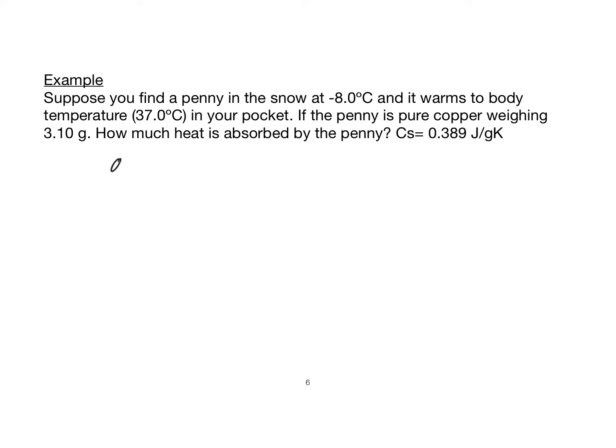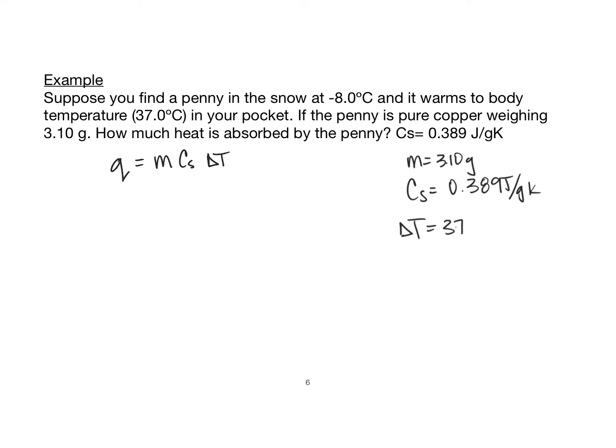So we want Q equals m C sub S delta T. The mass is equal to 3.10 grams. C sub S came right out of the problem, 0.389 joules per gram Kelvin. And delta T is equal to final, which is 37.0 degrees Celsius, minus the initial, in this case negative 8.0 degrees Celsius. And that gives us 45 degrees Celsius.